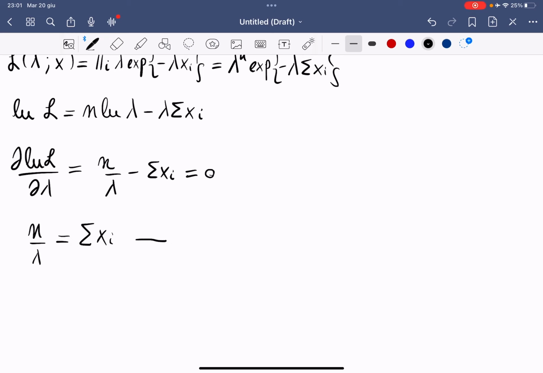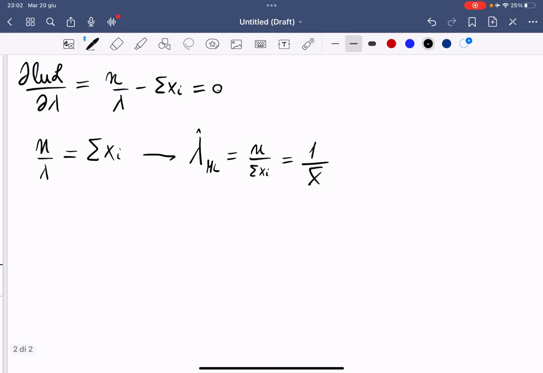and this implies that lambda of the maximum likelihood estimation will be equal to n divided by the sum of xi, that is the inverse of the sample mean. And we are concluded.